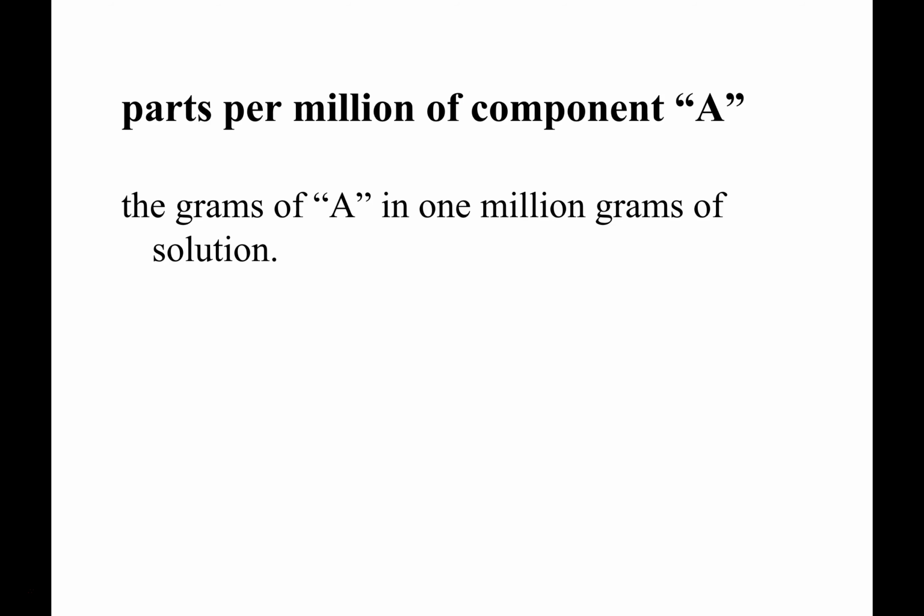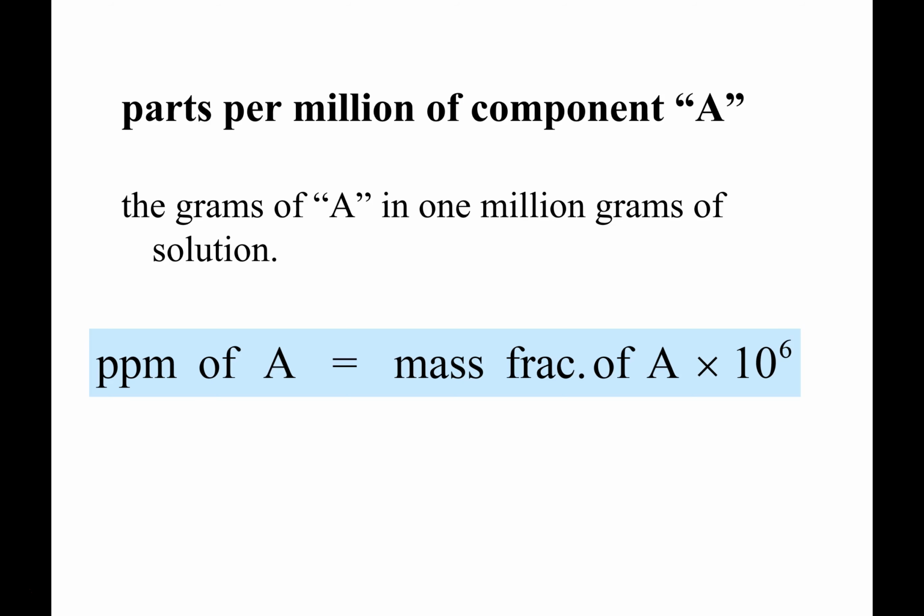So if someone says I've got an environmental sample here, and you're looking at so many parts per million, let's do it this way. Say something is running 15 parts per million. Unpack it. That means you have 15 grams of the component in 1 times 10 to the 6th grams of the solution, okay?